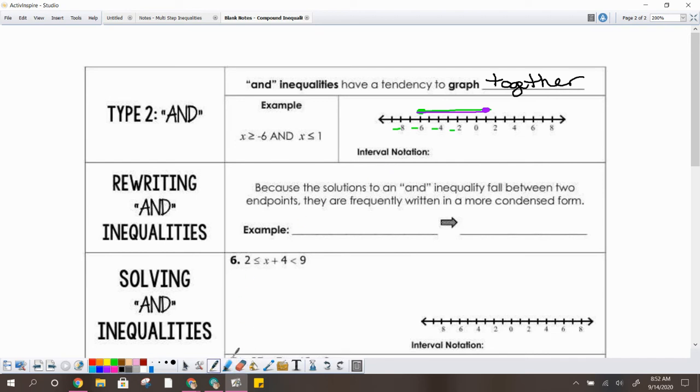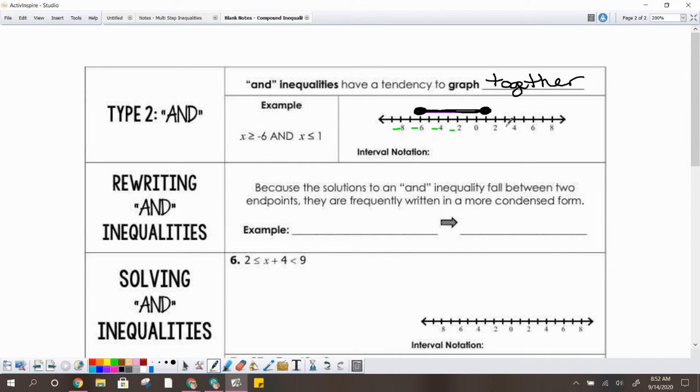So your actual answer to this problem would look like this. We have our closed circle on -6, our closed circle on 1, and we are just shading in between these two points. Okay, so that's what your AND graph is going to look like. It's just two circles and a line connecting them. We don't want to include anything that is not part of both inequalities, okay?